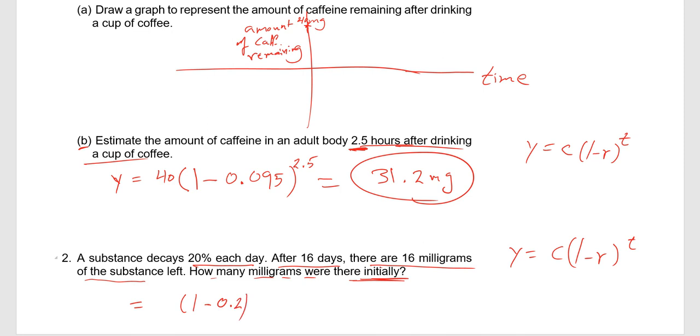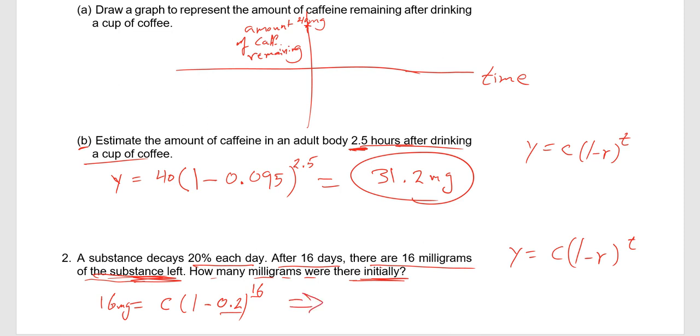We have 16 days that have passed, so again, 20% per day and 16 days, same time unit. And after 16 days, there are 16 milligrams left. The amount left is the final amount, so y is 16 milligrams. What is missing? How many milligrams were there initially? So we need C.